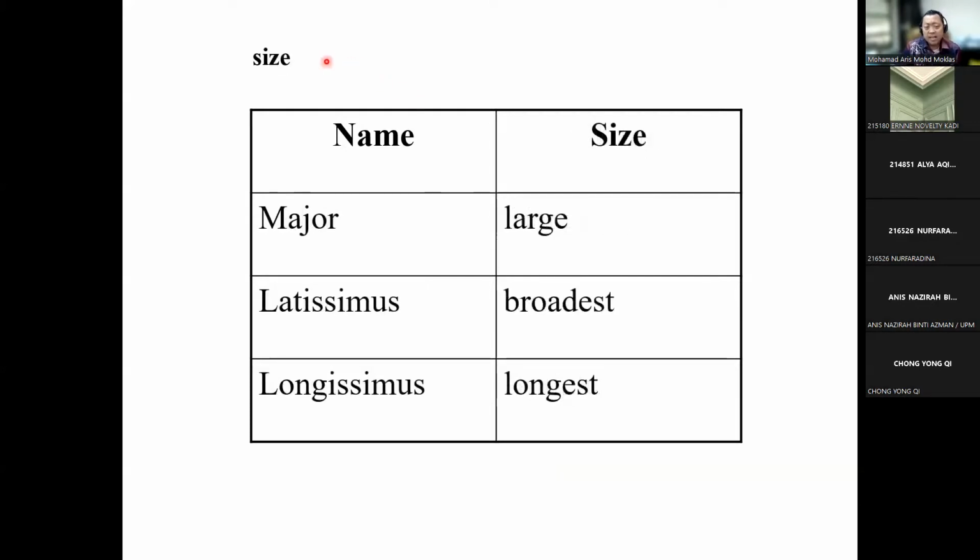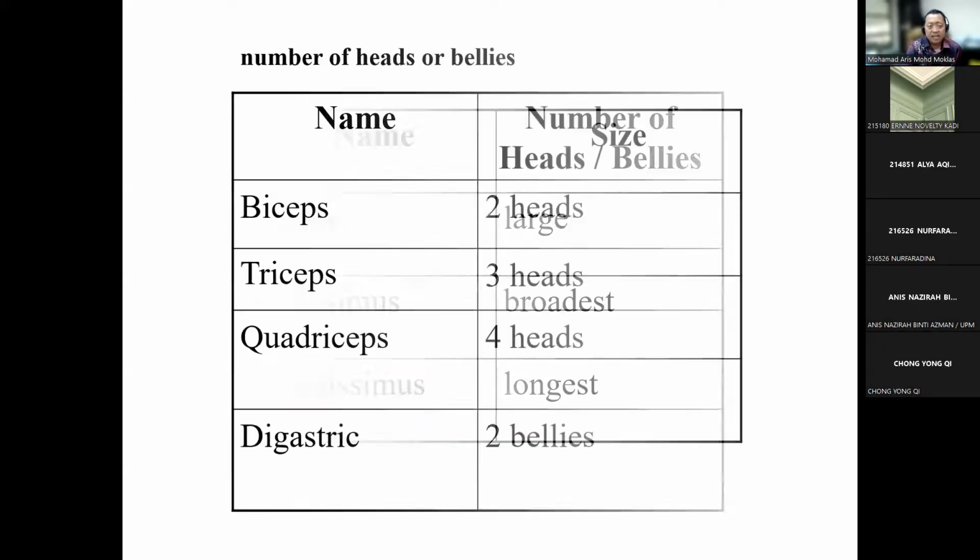How about based on the size? The big or large muscle is a major. For example, the pectoralis major muscle on the chest here. This is a big muscle, so major. Or it can be based on the broadest, the widest. For example, the latissimus dorsi muscle, a very broad muscle. Or it can be very long muscles, then it becomes longissimus. It is based on the size.